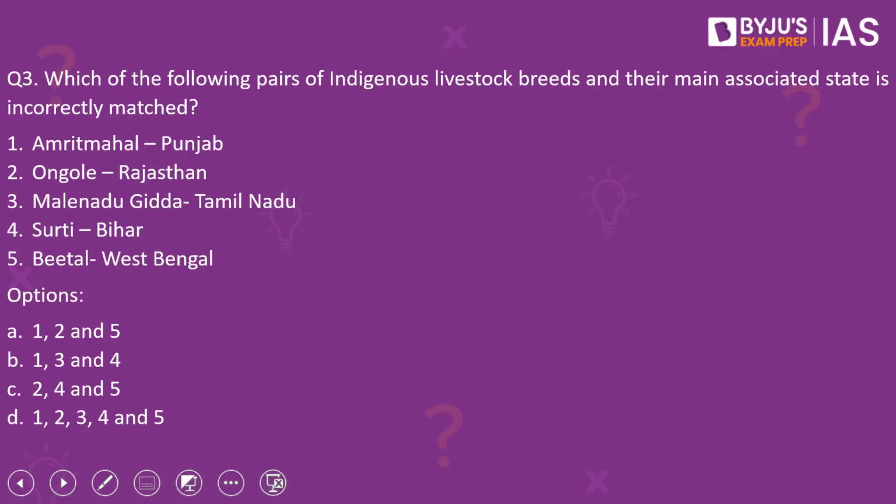Moving on to the third question of the day, which reads, which of the following pairs of indigenous livestock breeds and their main associated state is incorrectly matched? There are 5 pairs given here. Let's have a look at what they are. Amrit Mahal, Punjab; Ongole, Rajasthan; Malenadu Gidda, Tamil Nadu; Surti, Bihar; and Beetle, West Bengal. Please have a look at the options.